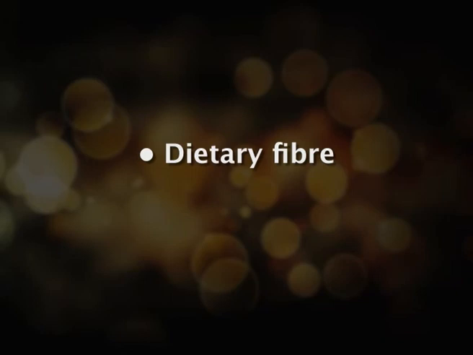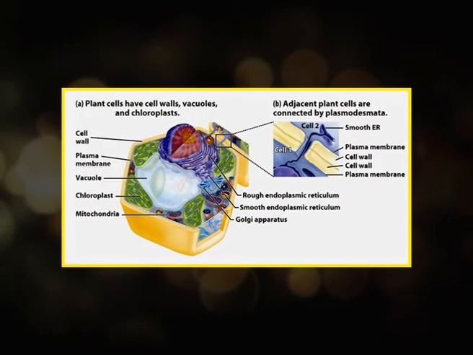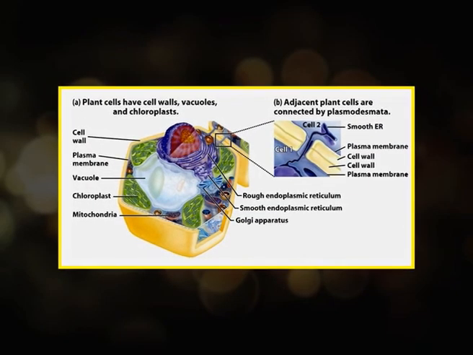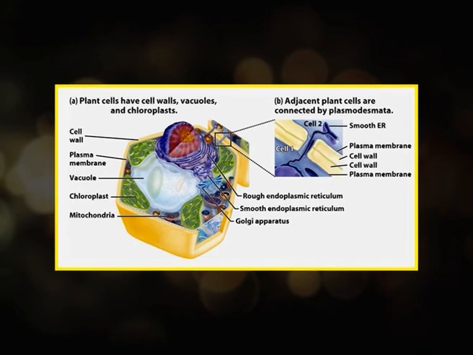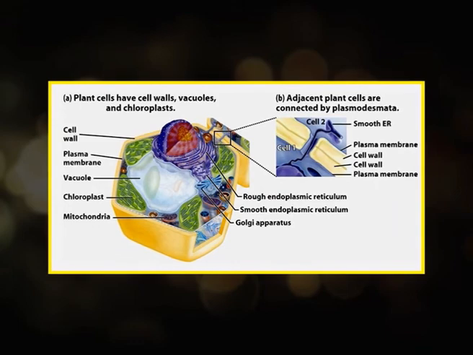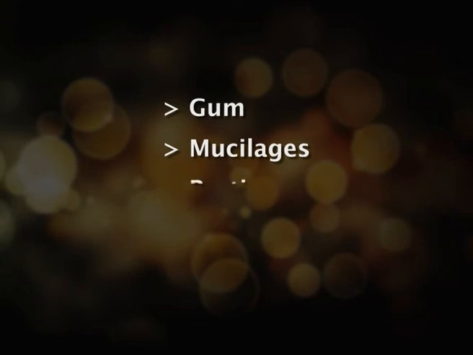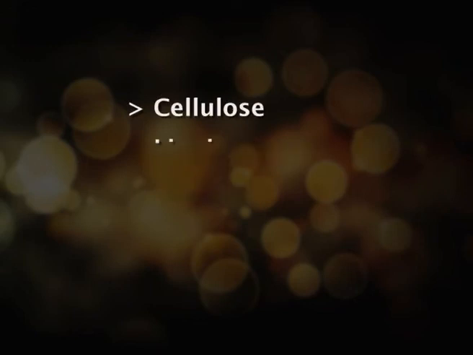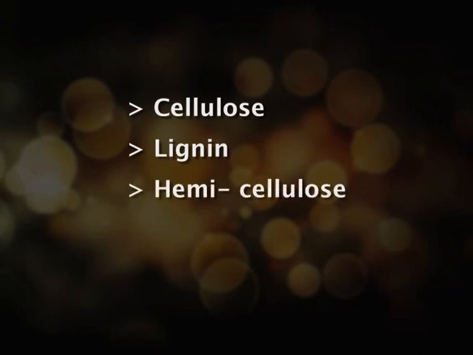Dietary fiber. Dietary fiber is defined as the edible parts of plants or analogous carbohydrates that are resistant to digestion and absorption in the human intestines. Dietary fiber is often divided into soluble and insoluble fiber. Gum, mucilage and pectin are soluble fibers, whereas cellulose, lignin and hemicellulose are insoluble fiber.